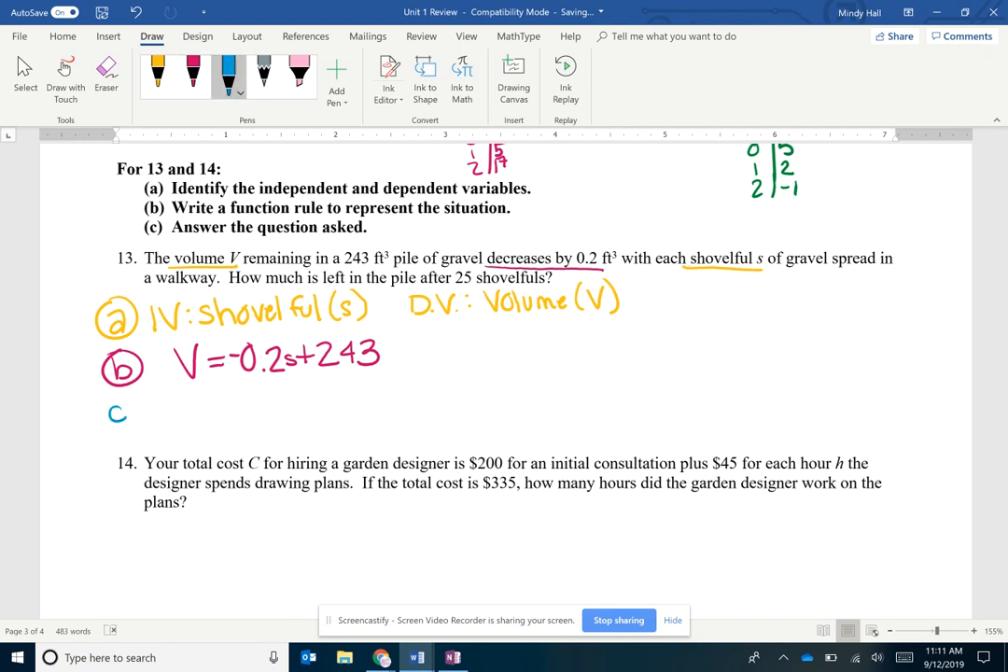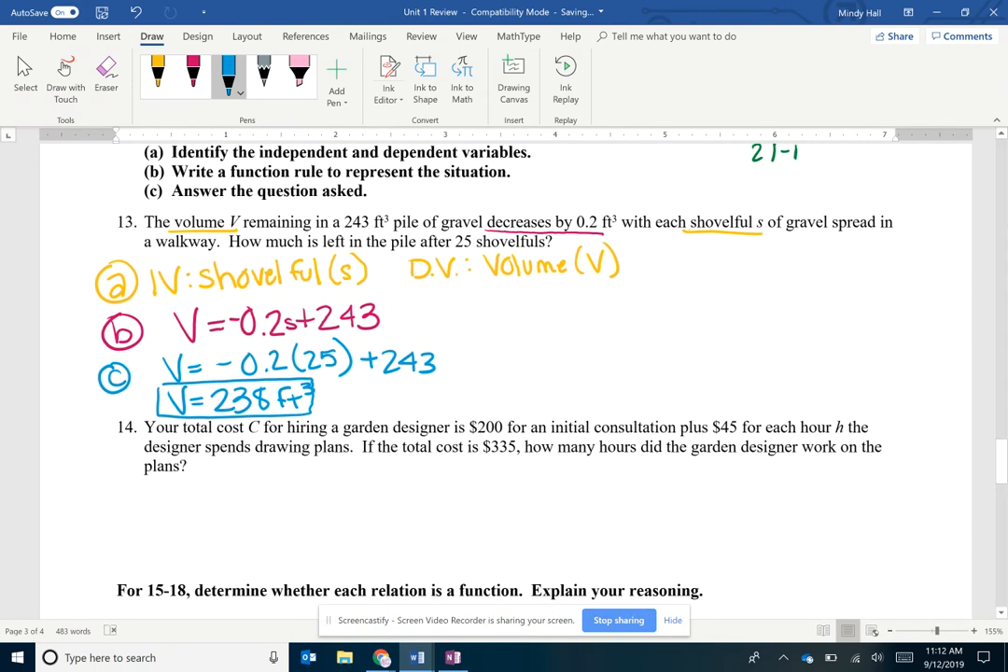So, continuing on, we want to actually answer the question asked. We want to know how much was left after 25 shovelfuls. So V equals negative 0.2 times 25 plus 243. And if you have a graphing calculator, you can pretty much just type that straight in. Negative 0.2 times 25 plus 243 is 238 cubic feet.